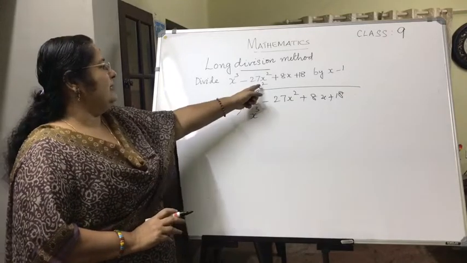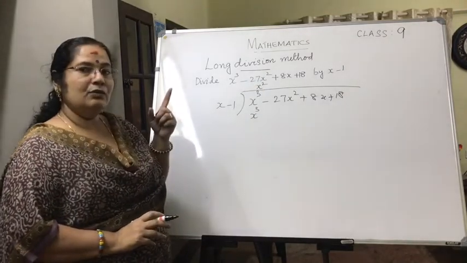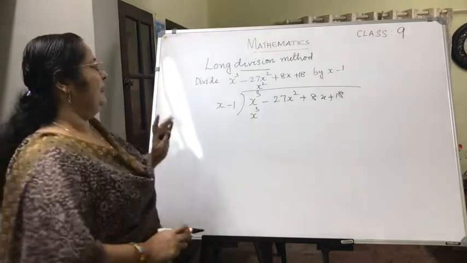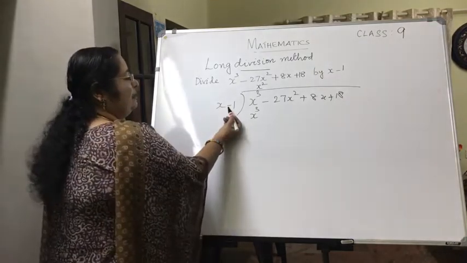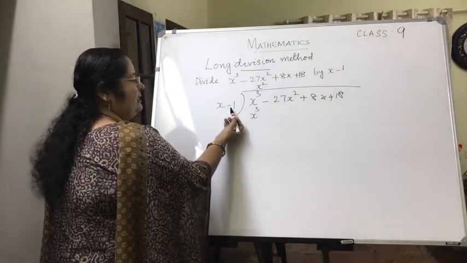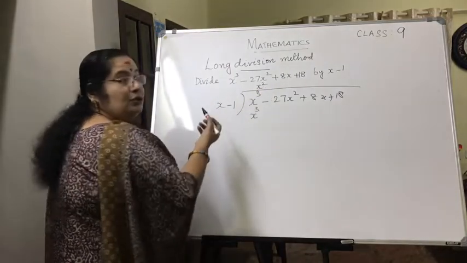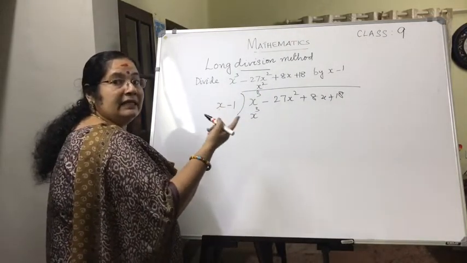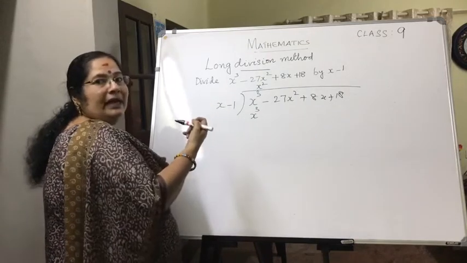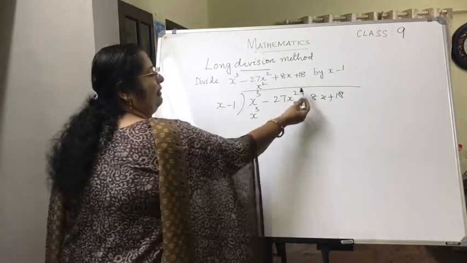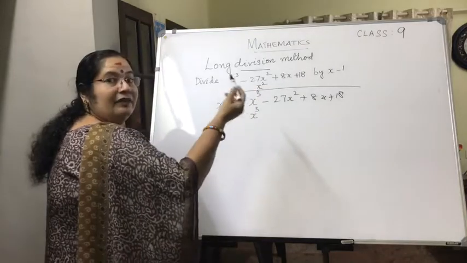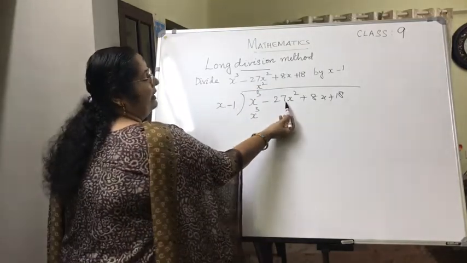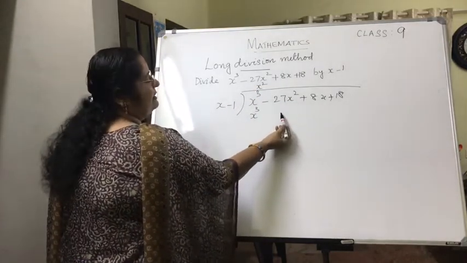Exactly the first term you are getting. How? X raised to 2 into x raised to 1 is x raised to 1 plus 2, x raised to 3. Then, what is the symbol over here? Minus. Minus 1 into x square. Minus 1 into x square will give you minus x square. Now, where you are going to write that minus x square? See where that term with x square is coming. You are getting it here. So, you can write it just below that.